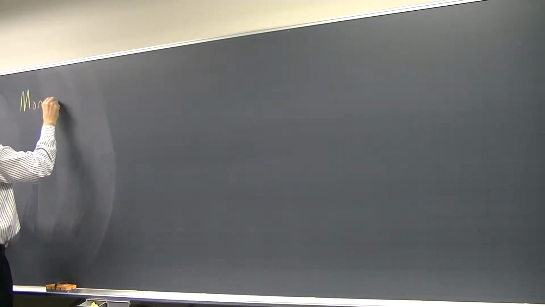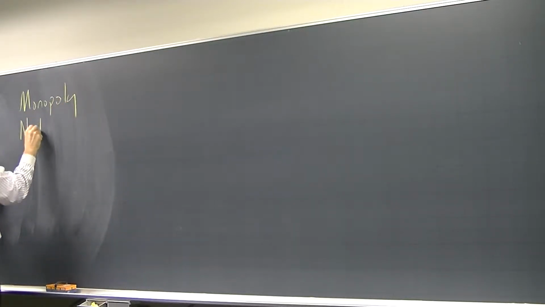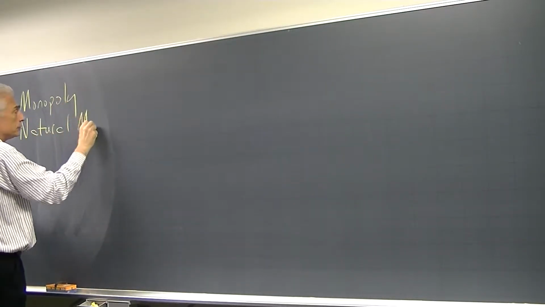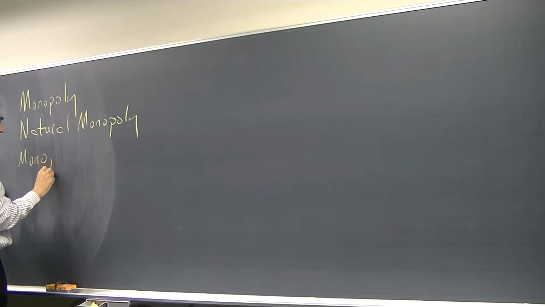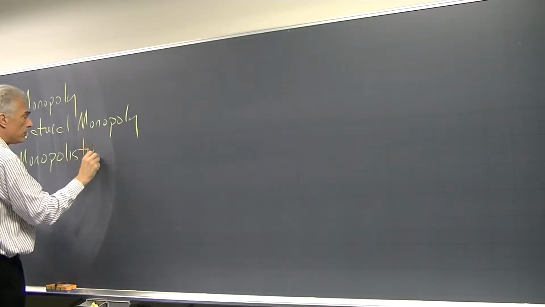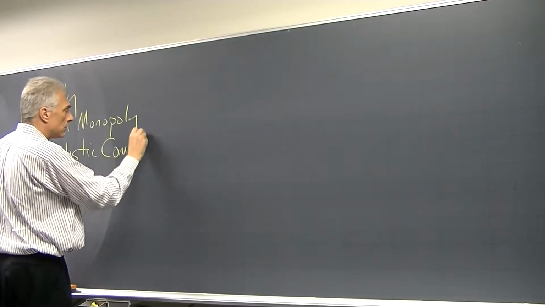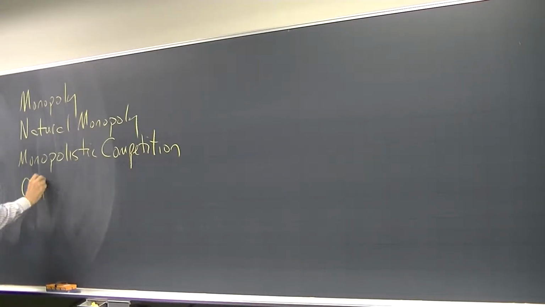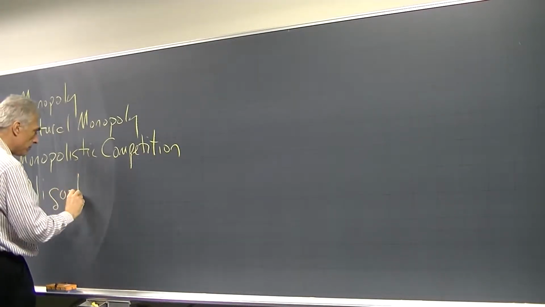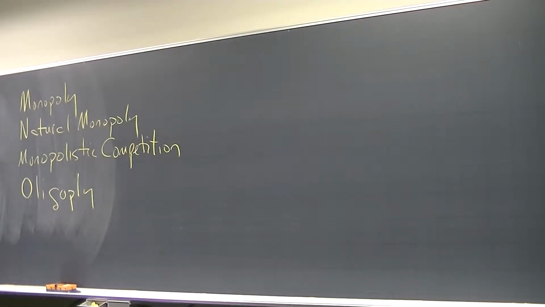So the first thing I said was question 11. Please explain in your own words the difference between the following: monopoly, natural monopoly, monopolistic competition, and oligopoly. I think I spelled all that correctly. Very good.